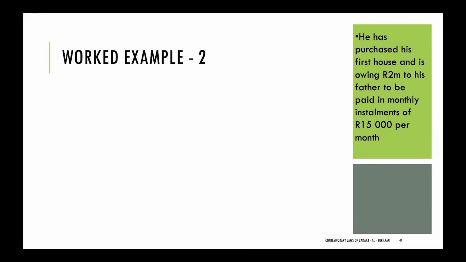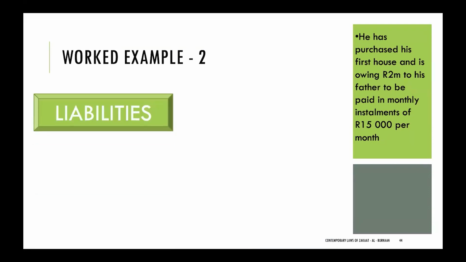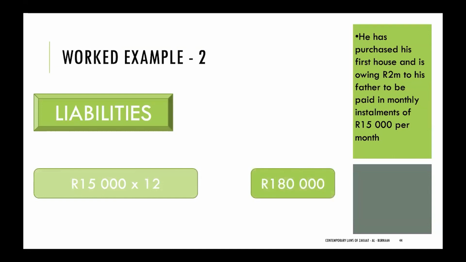Now, he's purchased his first house. We know that a house is not zakatable, so he doesn't have to pay zakat on the house. However, as we mentioned when looking at liabilities, when it comes to personal zakat calculation, some ulama allow 1 year's worth of installments for liabilities, even if they relate to non-zakatable assets. So in this case, although he's owing 2 million rand to his father, the 1 year's worth of installments is going to be 15,000 rand times 12. So this would be deductible. 180,000 rand can be deductible from his zakatable assets.